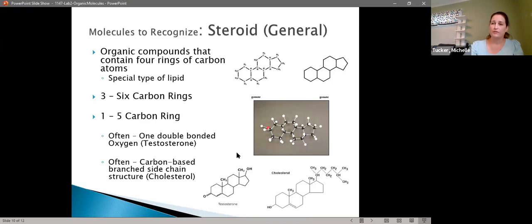For your lab quiz or lab exam, the picture is of the steroid backbone. So what you would be looking for is this 4-carbon ring structure. If you see a 4-carbon ring structure, then you are identifying a steroid.